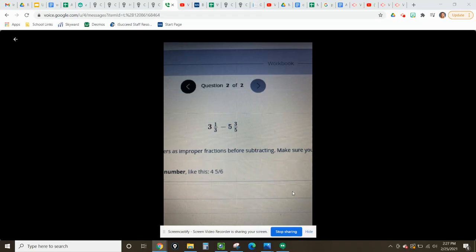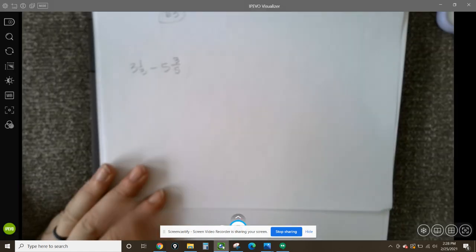Hi there. So here's that second question. 3 1/3 minus 5 3/5. So again, it's subtracting fractions, but this one is a mixed number. So let me go over to my paper so you can see.